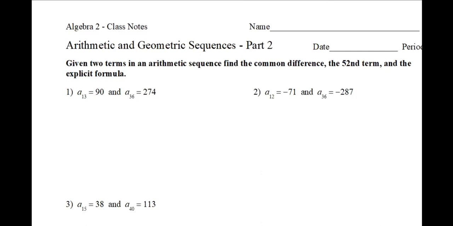Today I'd like to work through 4 examples, part 2 for arithmetic and geometric sequences. We're going to look at some of the same skills that we did in the previous lessons, but this time it's going to apply to 2 random terms. We're not going to be given the sequence in order, and we're not going to be given the first term.